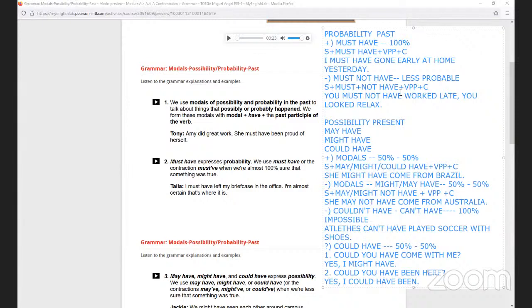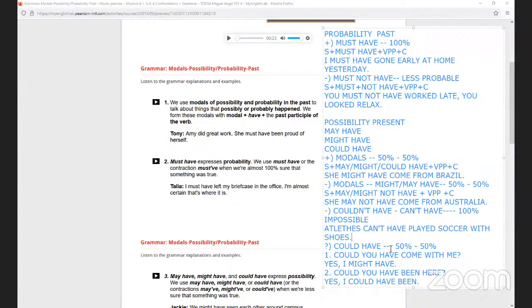That is the only thing that we are going to change. The explanation is the same. We are going to add only have, the perfect, and the verb in past participle. Nothing else. The translation, okay, debí haber. Probability, debí haber. Yo debí haber ido, yo debí haberme ido temprano a casa ayer. Possibilities. Pude haber, podría haber. Entonces, ella pudo haber venido de Brasil. Questions or negatives, 100%. Athletes no podían haber jugado fútbol con zapatos.